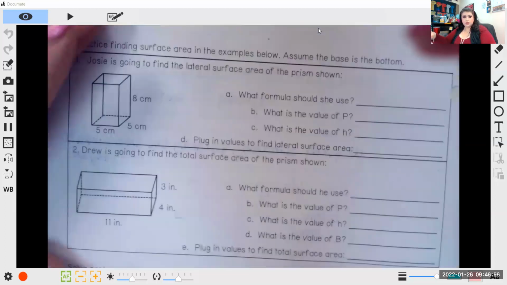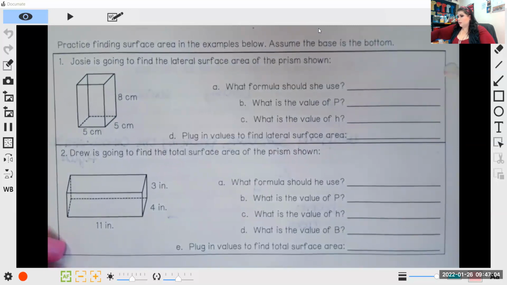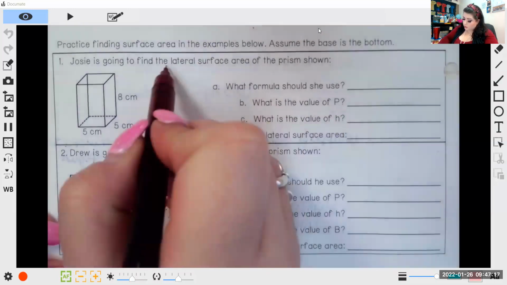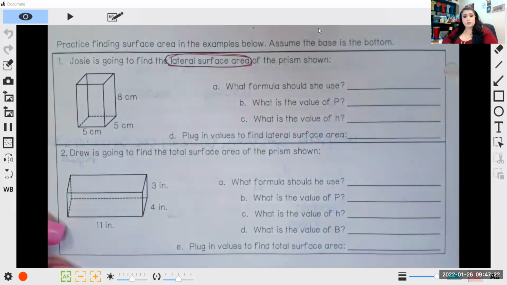So let's look here on the back at number 1. Let's simply identify what we've got going on. Josie is going to find the lateral surface area of the prism shown. So we're looking for lateral surface area. When you're going through these problems, I really want you to make sure that you circle and or highlight what it's asking, to make sure that you're only looking for lateral or you're looking for total.